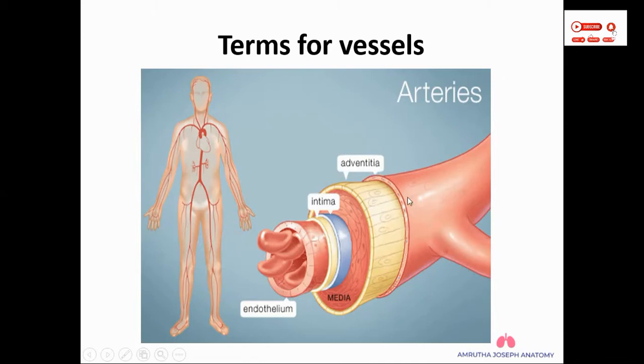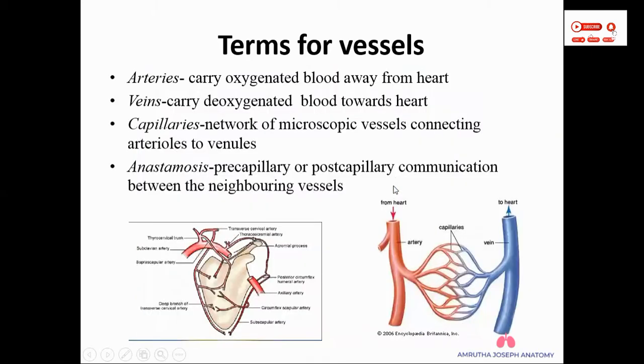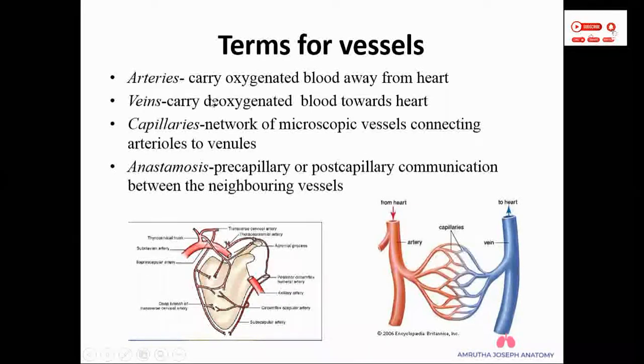What you're seeing here is an artery. How can you define arteries? They carry oxygenated blood away from the heart. The heart pumps the blood, which is carried by the arteries into different parts of the body. Now, veins carry deoxygenated blood towards the heart. Whatever waste materials are produced by the tissue, and the carbon dioxide, are taken from the tissue level to the heart. That is the function of veins.